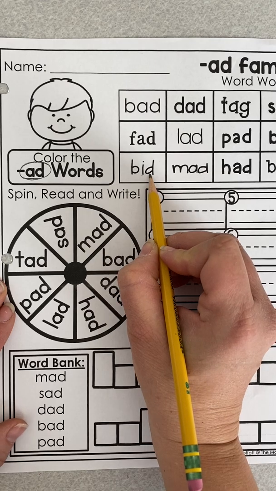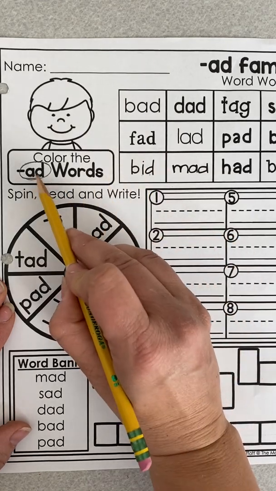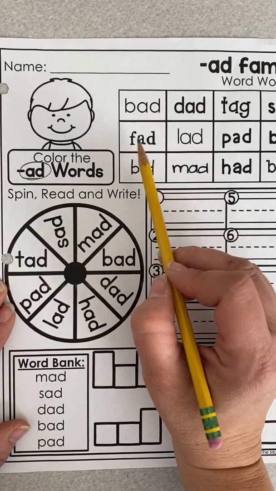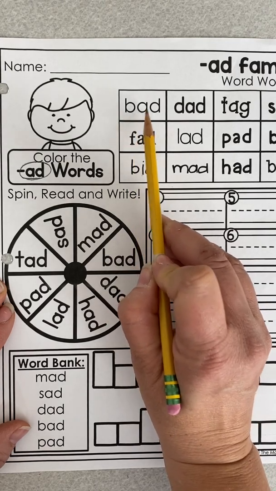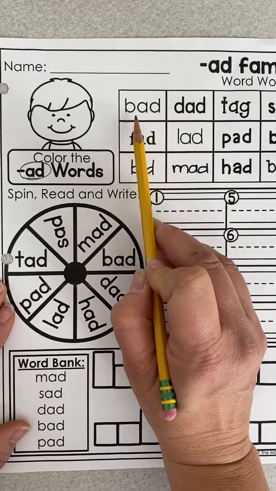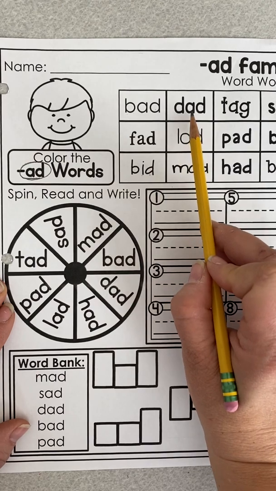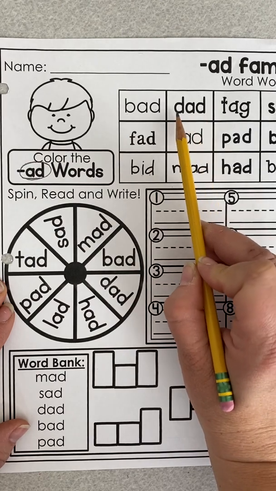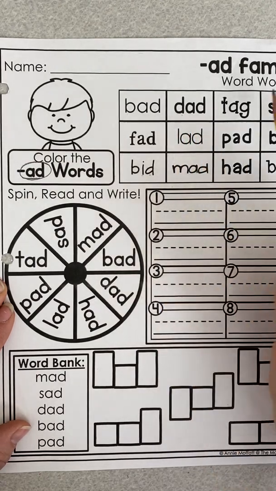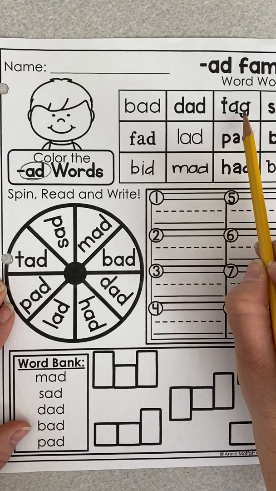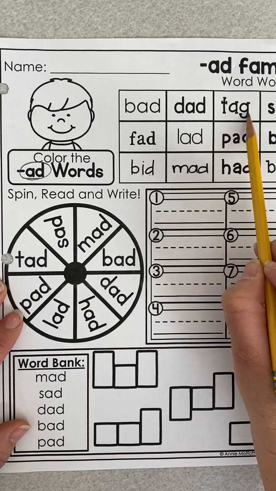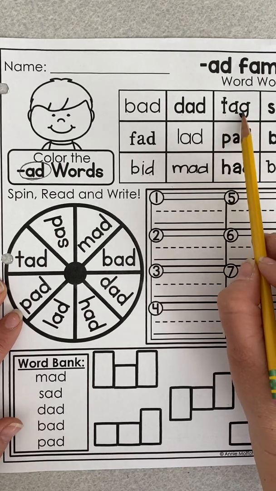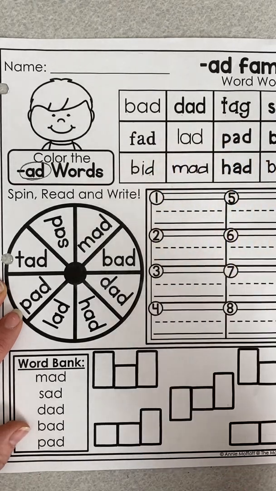We're going to color the ones yellow that have A-D, and we're going to sound them out when we do it. B-A-D, bad. I would color that one yellow. D-A-D, dad. I would color that one yellow. T-A-G, tag. Oh, that does not have A-D. I'm not going to color that one. All the way through the rest of them.